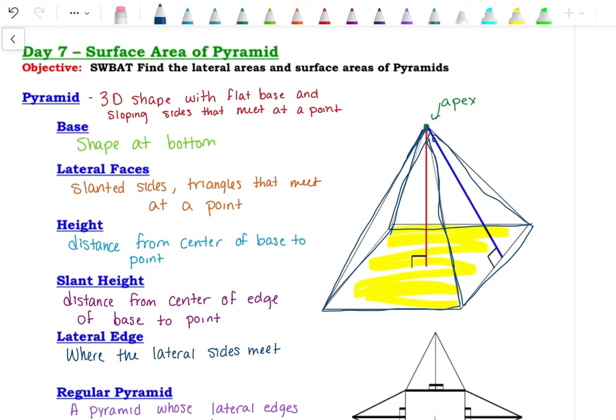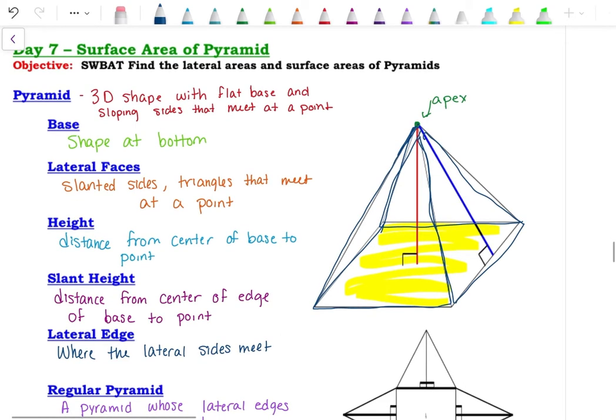Then our height is going to be the distance from the center of the base to the point at the top, so this red line right here. And the slant height is the distance from the center of the edge of the base to the top point. So this blue line to the side over here that I'm going to highlight is our slant height, and it does cut this side into 2 equal parts. And it goes from the bottom of that side to the top.